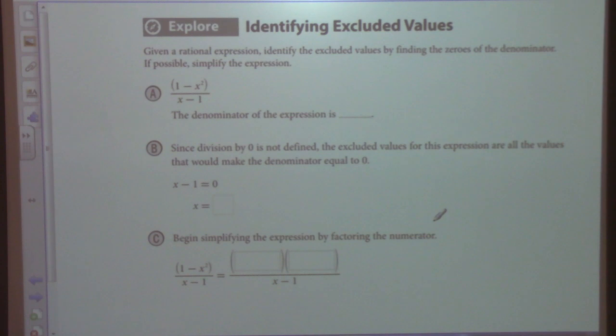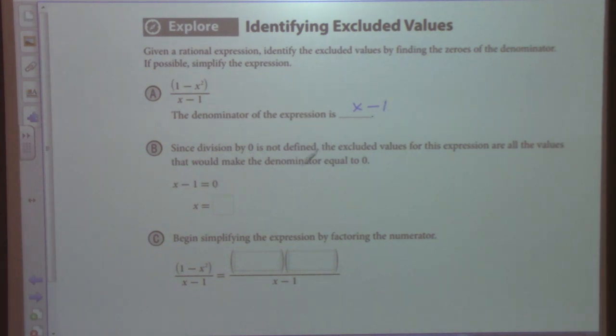Skills we try to develop here are: one, finding excluded values, two, factoring in order to simplify, and three, using a common denominator. These are all things that we're going to put together in this section. So in this case, explore, we have identifying excluded values, and we're given A. We have the quantity 1 minus x squared over x minus 1. So what is the denominator of that expression? That's going to be x minus 1.